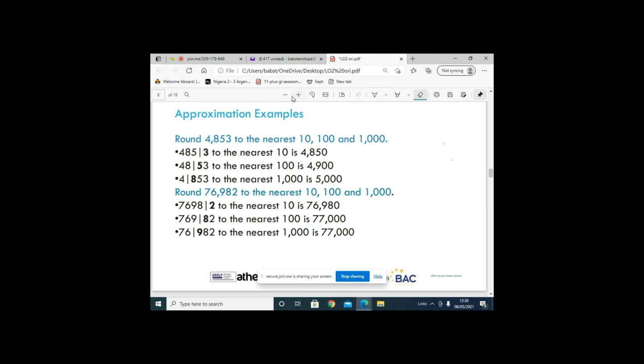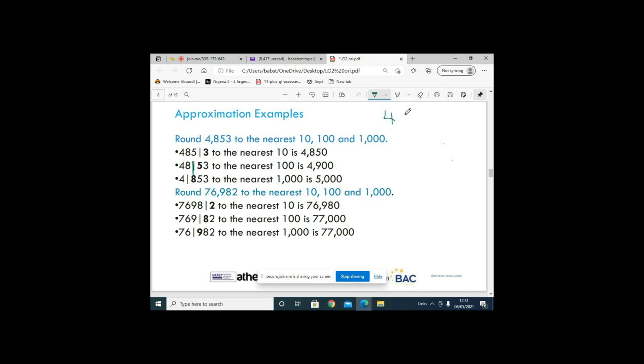So if you are rounding to the nearest 100, look at the 100 value. Can you see? You put the line in there. So you consider this one. Is this one more than 5 or less than 5? If it's 5 or over, this 8 will change to 9. So it's going to be 4,900.